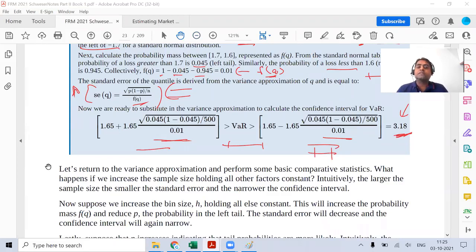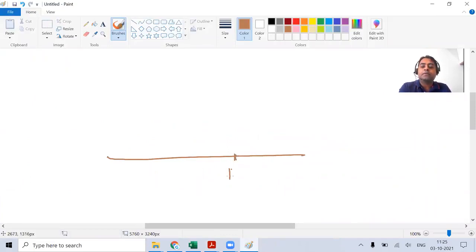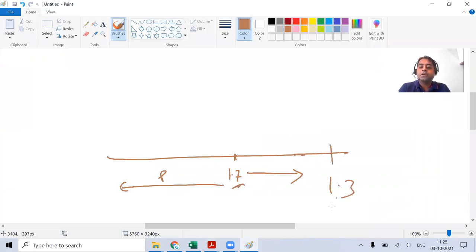Look at the third situation. If my P increases, what is my P? How can my P increase? If I look at the data point, if this was the data point of 1.7, this was my P. If I move this 1.7 to this side, and suppose I have 1.3, then the P will be higher. So if my P increases, then primarily my standard error also increases. This is just looking at the formula, nothing else.